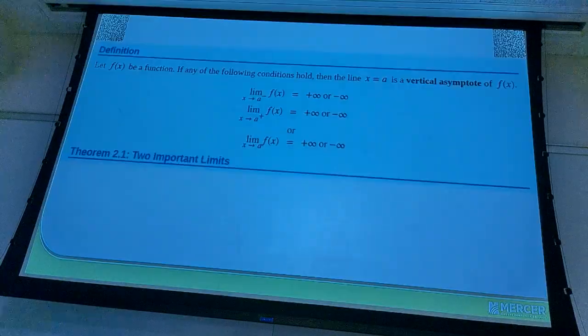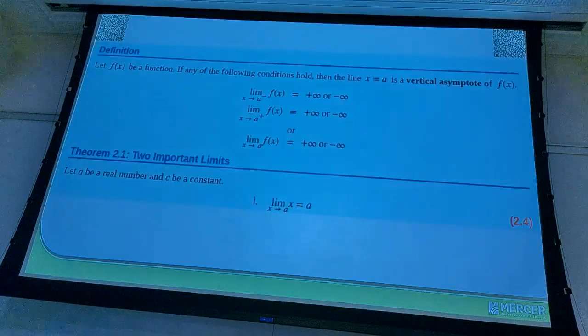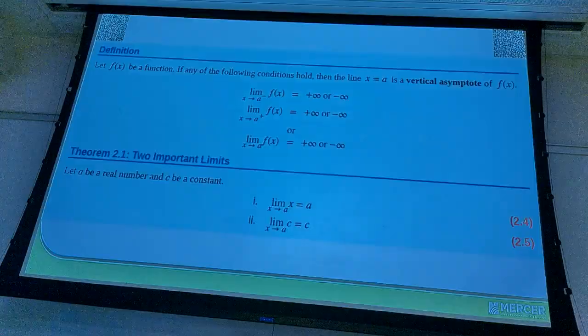So two important limits. The limit as x approaches a of x is just a. That is not difficult to see. The limit of a constant is just that constant. Again, that's not terribly difficult to see.